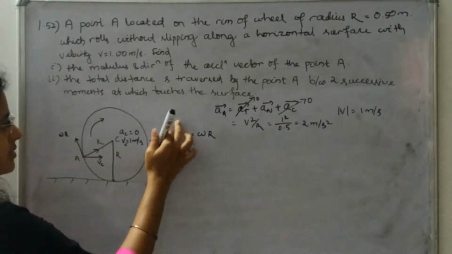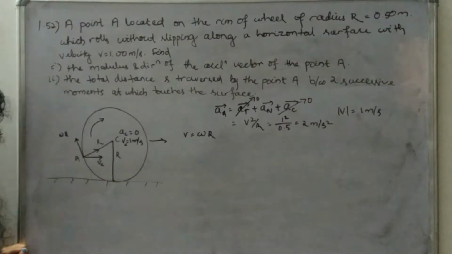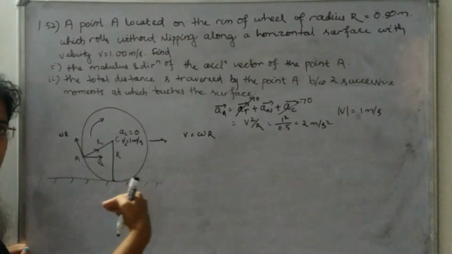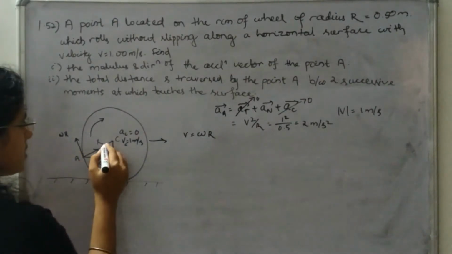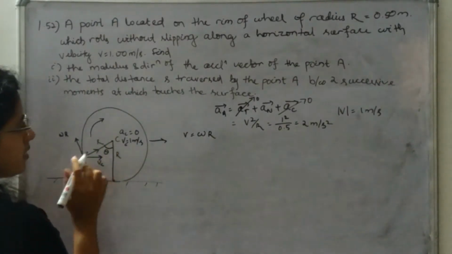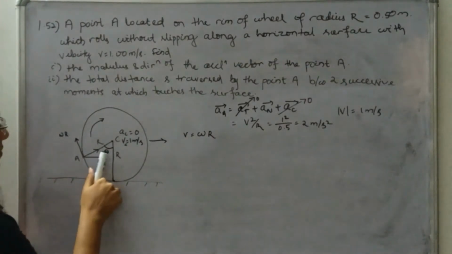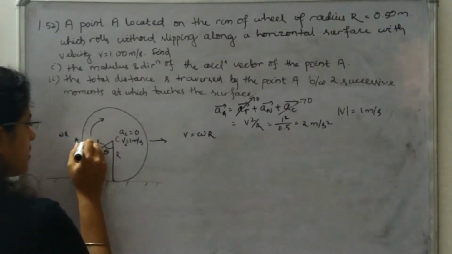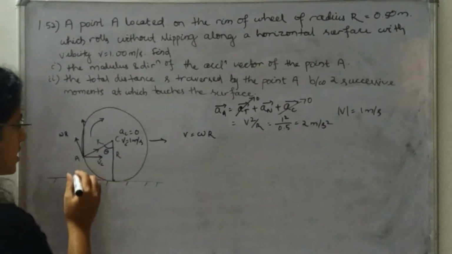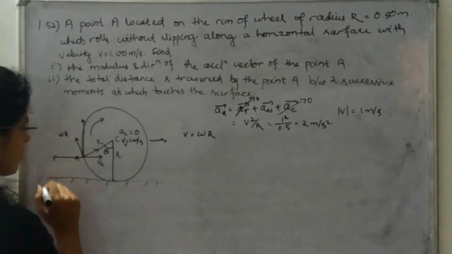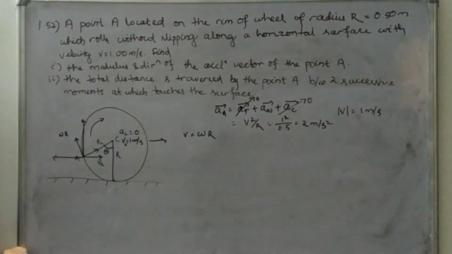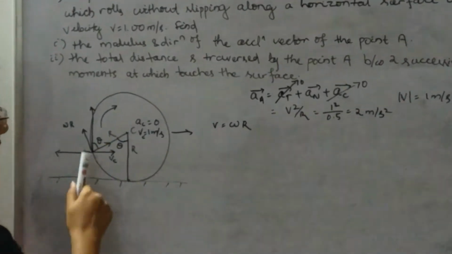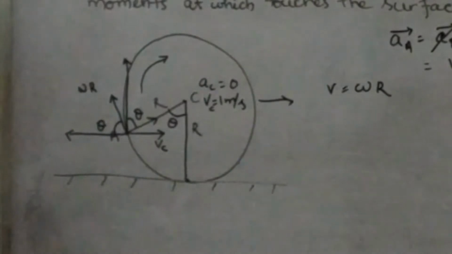So this velocity is omega into R, since this is purely rolling without slipping. This R omega velocity has two components, one vertical and one horizontal. Let us say this angle is theta. A has traveled through angle theta after crossing the surface. So this is the vertical component of the velocity and this is the horizontal component of the velocity, R omega. This angle is theta, which means this angle is also theta.